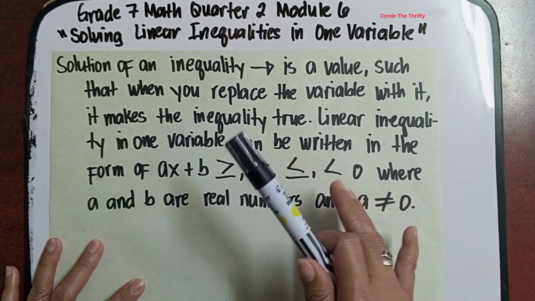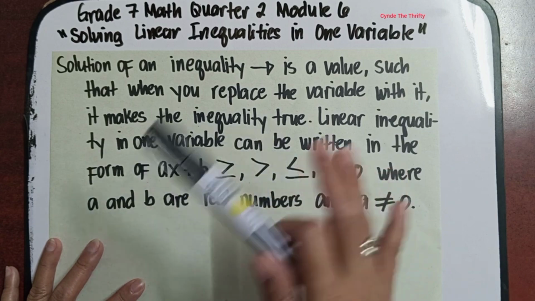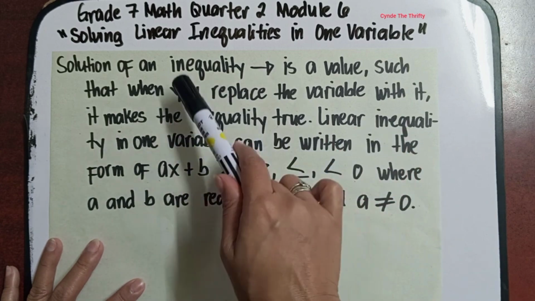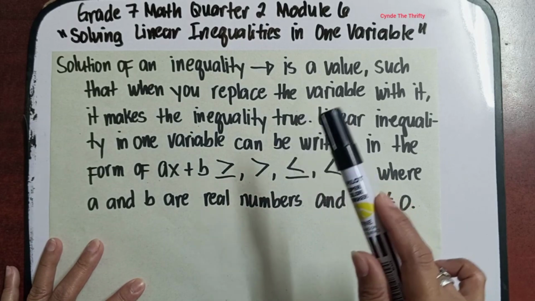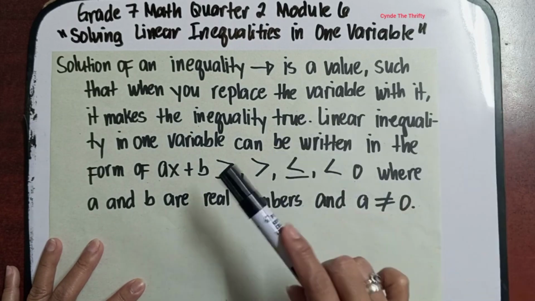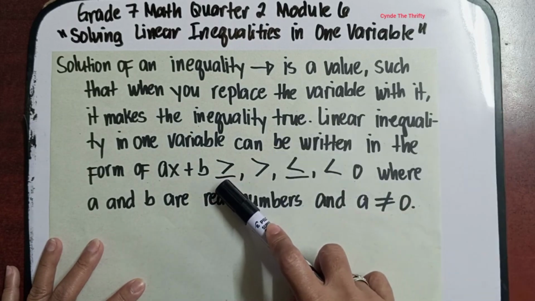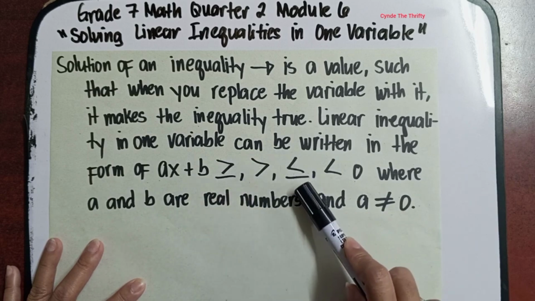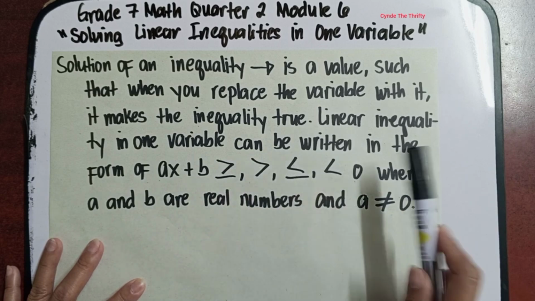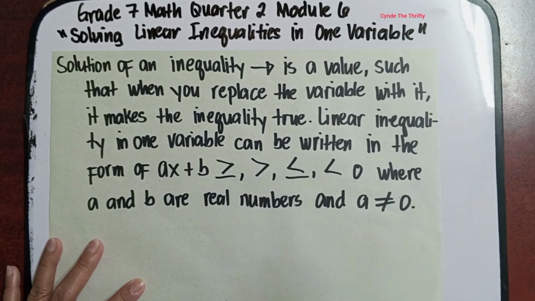So, ang ating linear equation, ang ginamit natin is equal sign. Kapag sinabi nating inequality, linear inequalities ang pag-uusapan natin, ang makikita nating sign is ganito. So, greater than or equal to, greater than, less than or equal to, at less than. So, tatandaan nyo ang difference nilang dalawa.